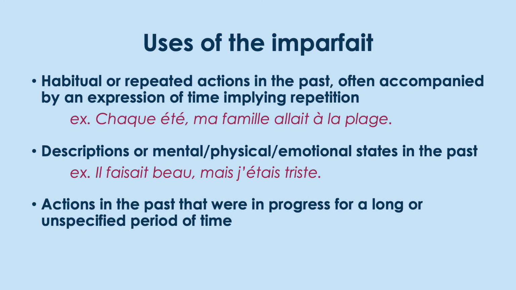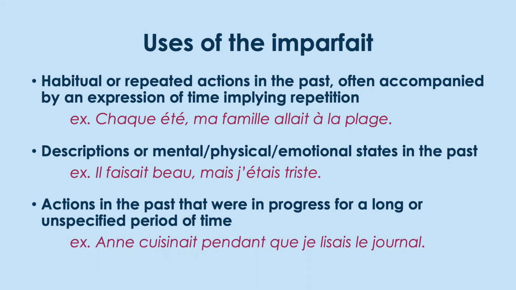Now, a third use for the imparfait is for actions in the past that were in progress for a long or unspecified period of time. So we don't know how long this action was ongoing for. It's not specified anywhere in our text. Here's an example. Anne cuisinait pendant que je lisais le journal. So we don't know how long Anne was cooking for. We don't know how long I was reading the newspaper. It's an ongoing action in the past. It has an unspecified time frame.